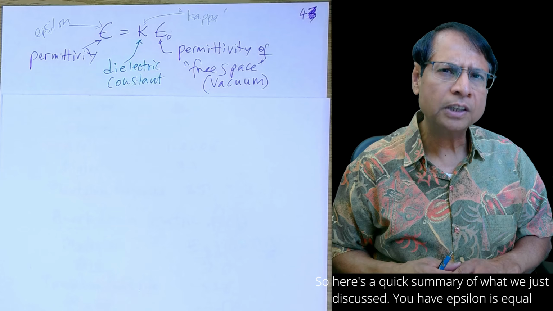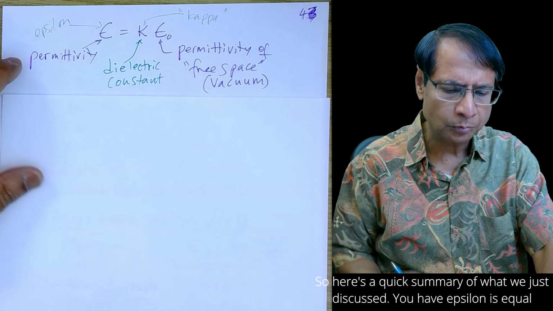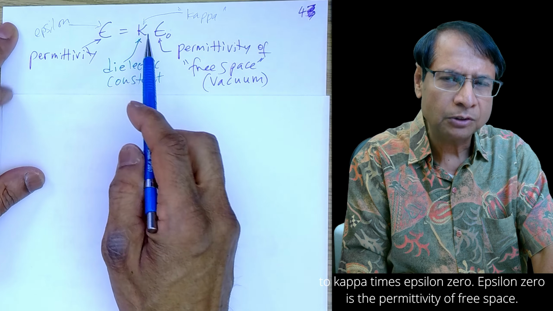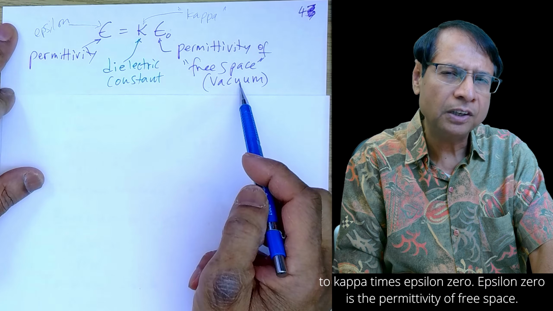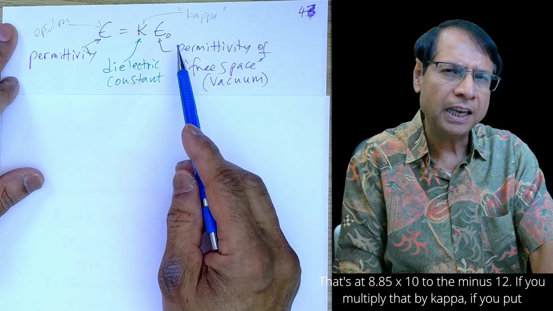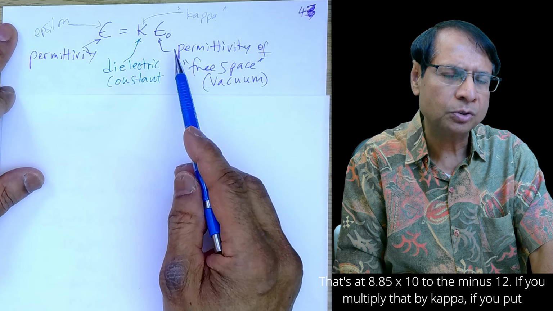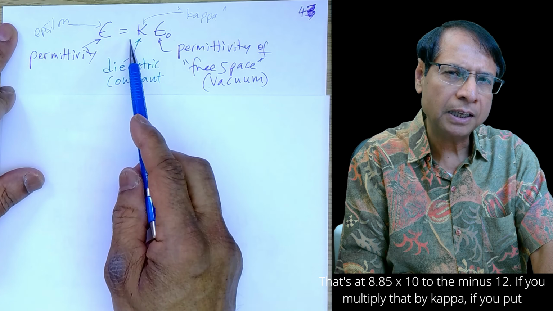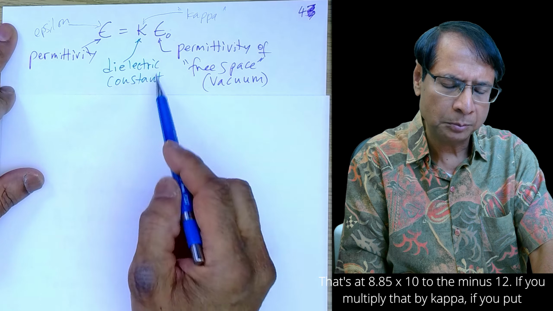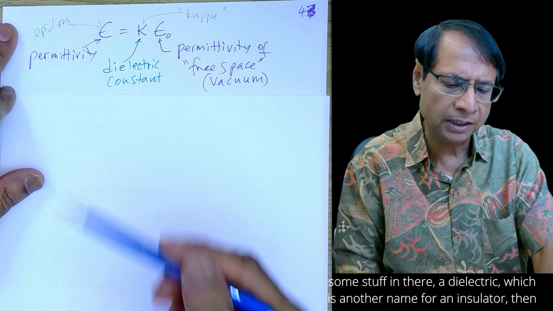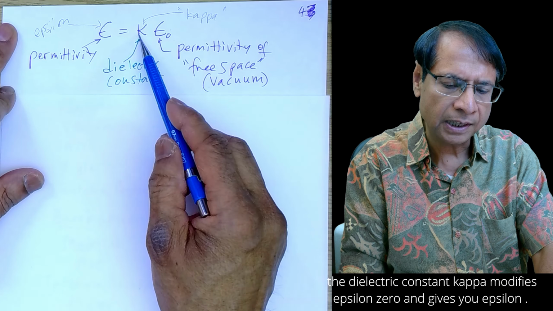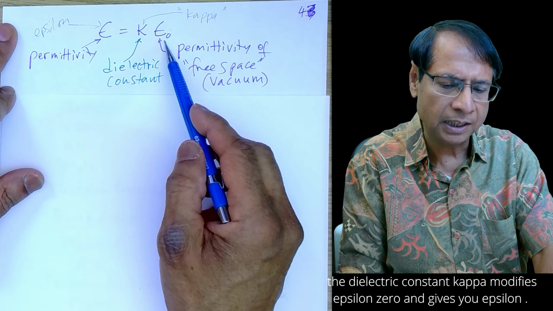So here's a quick summary of what we just discussed. Epsilon is equal to kappa times epsilon 0. Epsilon 0 is the permittivity of free space, which is 8.85 times 10 to the minus 12. If you multiply that by kappa, if you put some stuff in there, a dielectric, which is another name for an insulator, then the dielectric constant kappa modifies epsilon 0.